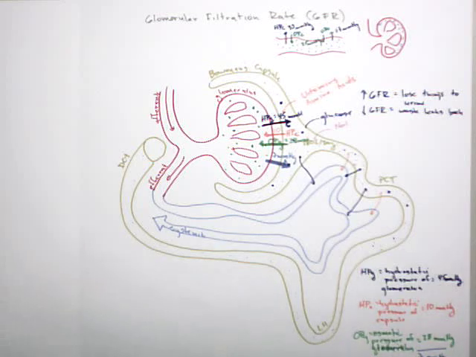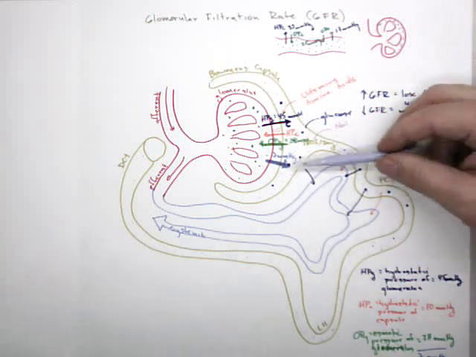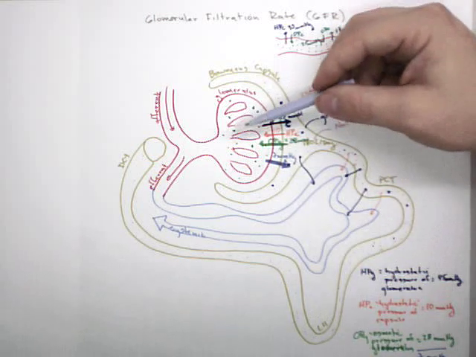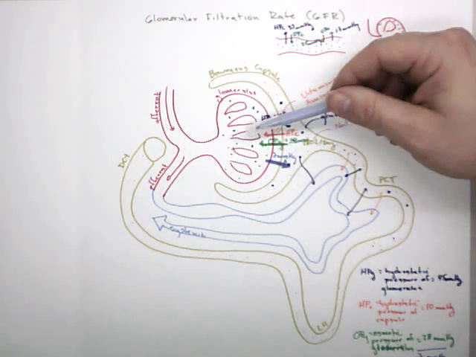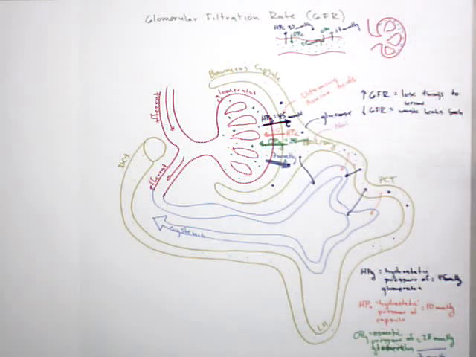Okay, this is the part 3 video where I'll talk about what the control mechanisms are that make sure this 7 millimeters of mercury is enough. So we've got 7 millimeters of mercury pressure creating filtrate. We need to make sure that that's enough. So there are 4 basic control mechanisms.